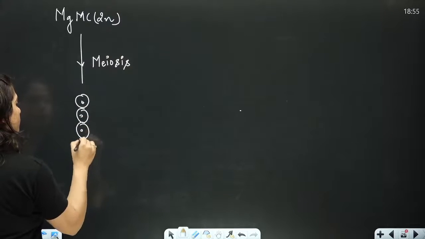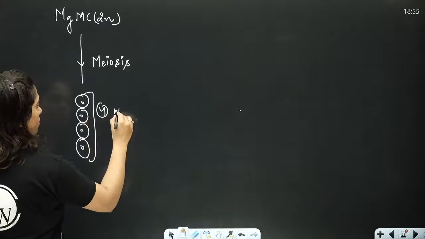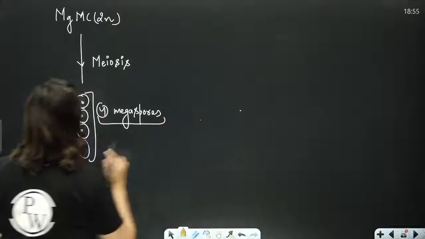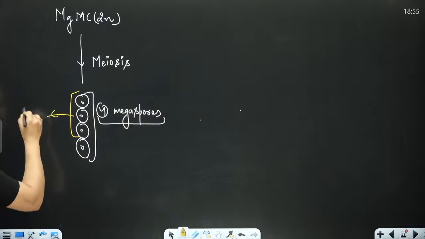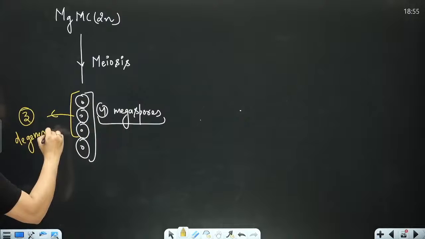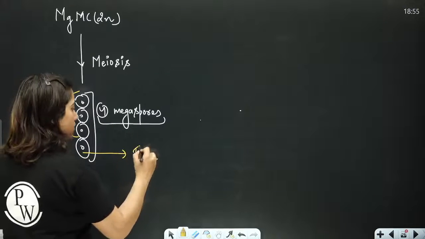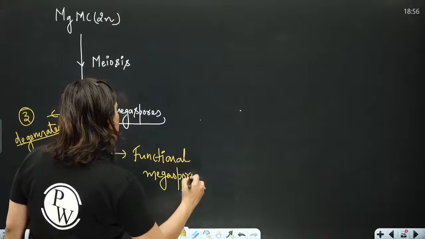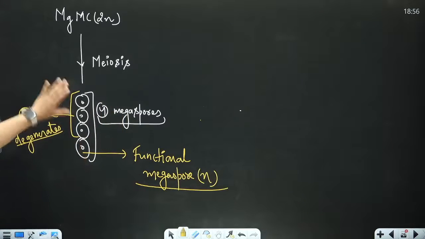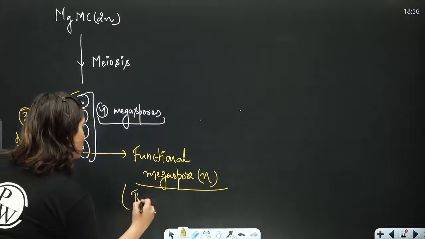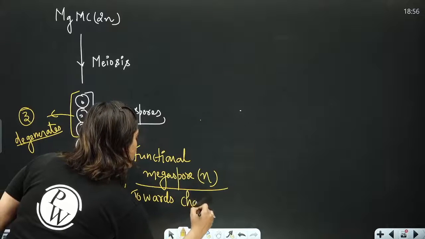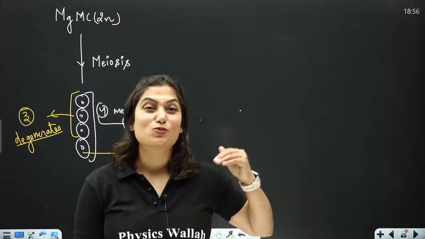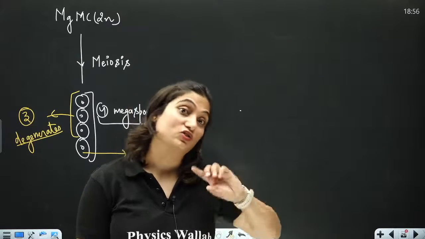It forms 4 megaspores. But what happens is that out of the 4 megaspores, 3 towards the micropylar end get degenerated. 3 of them degenerate and only one remains, and that is called as the functional megaspore. So out of the 4 megaspores, 3 get degenerated and only one remains. And this is important. The functional megaspore is present towards chalaza. Megaspore mother cell was formed towards micropyle, but the functional megaspore is present towards chalaza.